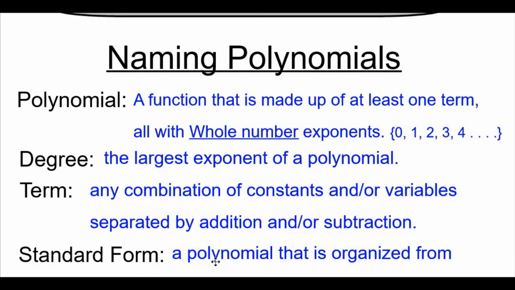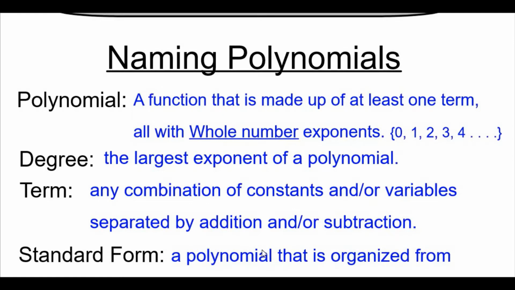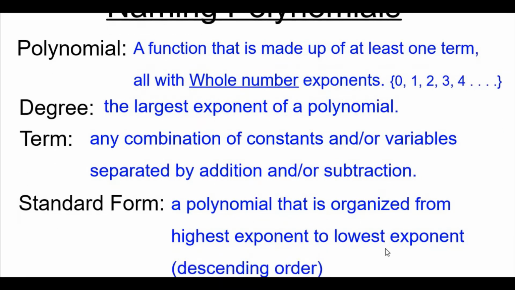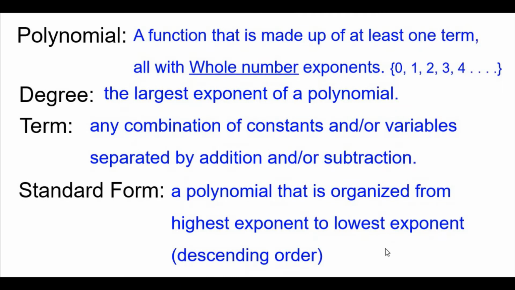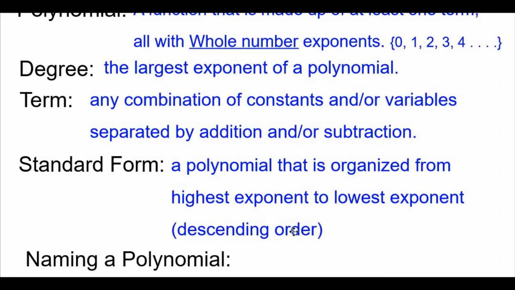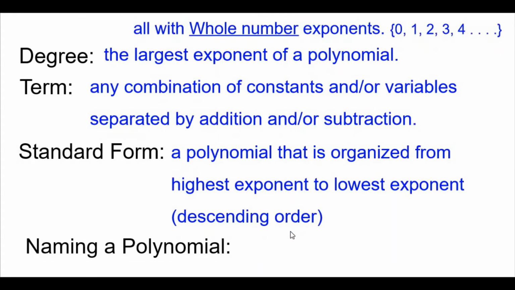Okay, standard form of a polynomial is a polynomial that is organized from the highest exponent, otherwise known as the degree, to the lowest exponent, usually ending in a constant, but not always. And by the way, that's always descending order. Everything in math is descending order, at least with exponents.